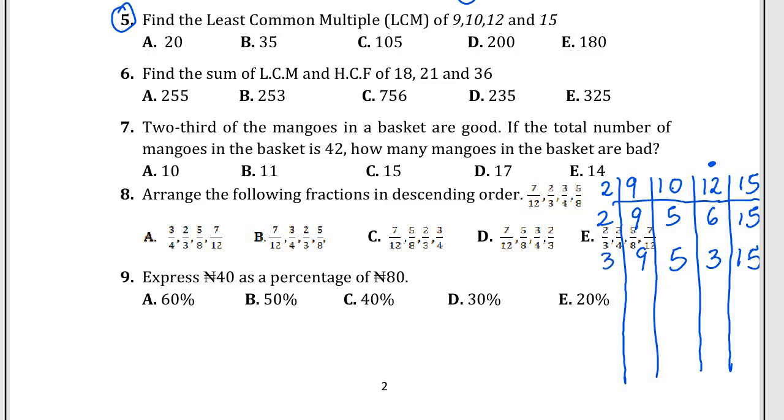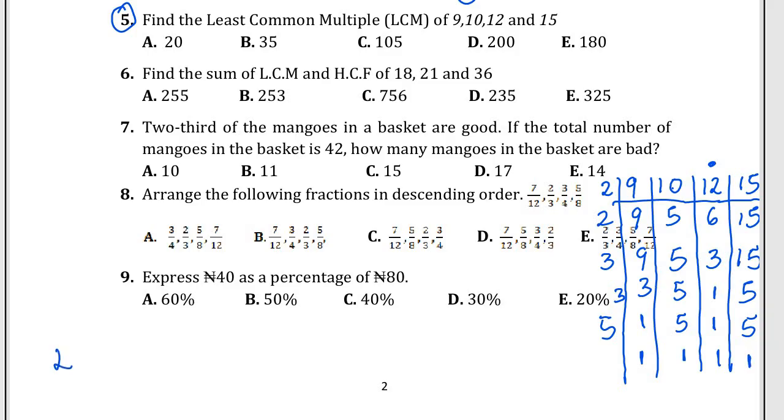Now we go to 3. 9 divided by 3 is 3. 5 divided by 3, not possible. 3 divided by 3 is 1. 15 divided by 3 is 5. 3 is not done with its work, you continue with 3. 3 divided by 3 is 1. 5 divided by 3, not possible. 1 divided by 3 is 1. 5 divided by 3, not possible. You go to 5. 1 divided by 5, 1. 5 divided by 5, 1.